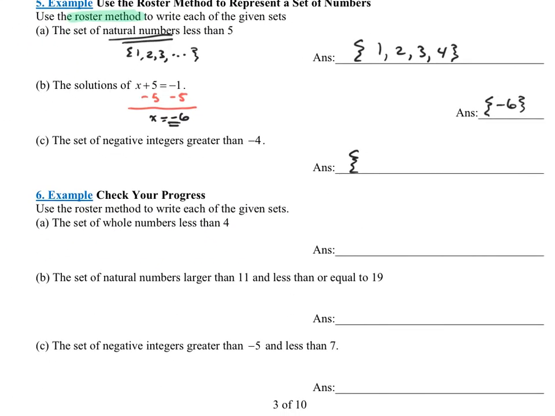C says the set of negative integers greater than -4. So we've got to think about the negative integers. What are negative integers? Well, I'm going to actually work backwards here. Negative integers start with a -1. It's a -2. It's a -3, and it goes backwards from there, right? Those are the set of negative integers. 0 is not a negative number, so we can't include 0 on up. It's not all integers, it's just the negative integers we want to think about.